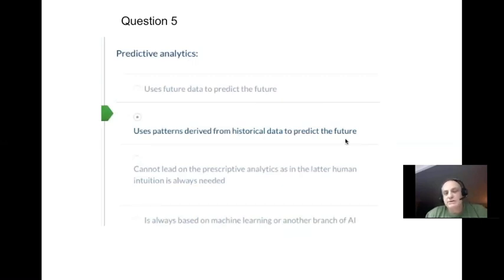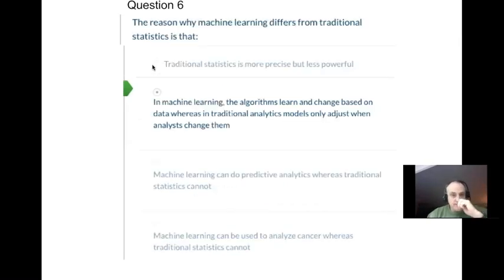Predictive analytics. What is predictive analytics? It uses patterns derived from historical data to predict the future. You're looking at what happened in the past, predicting what you think is going to happen in the future. And that's what predictive analytics is.